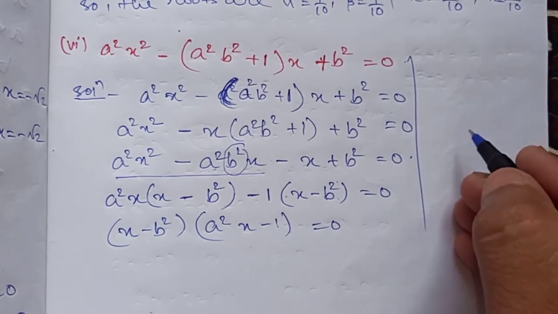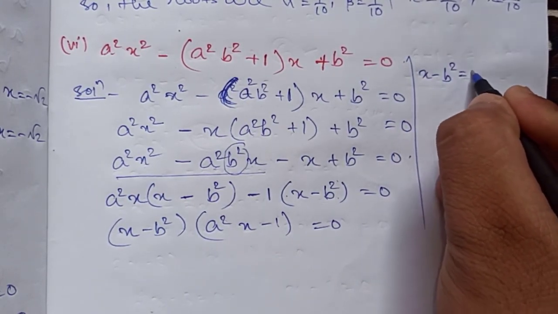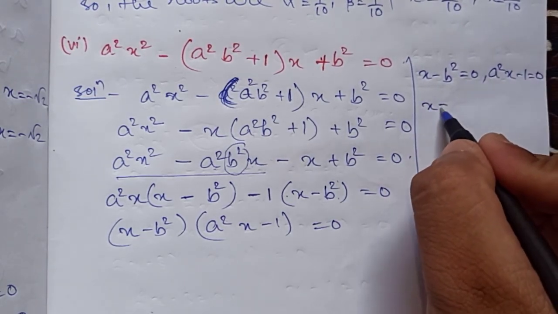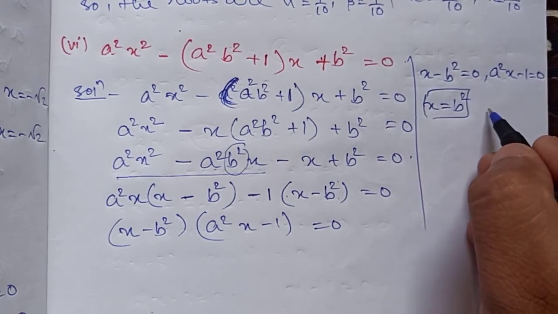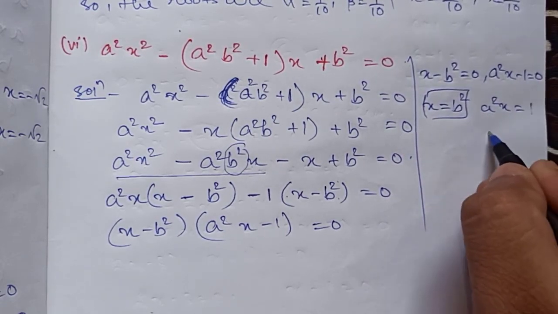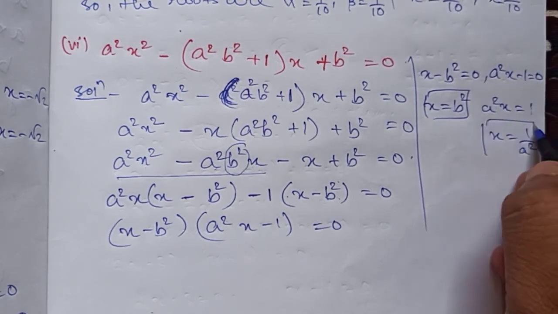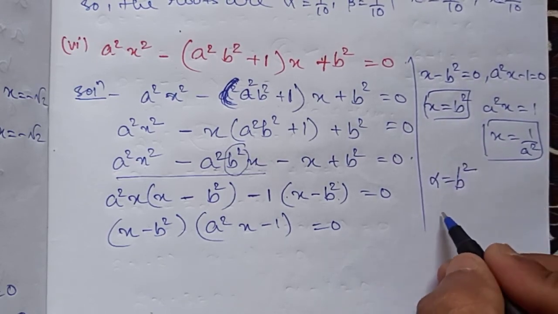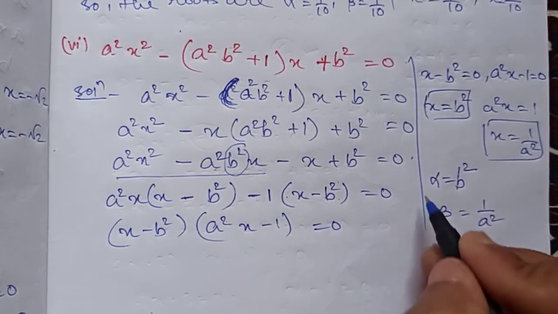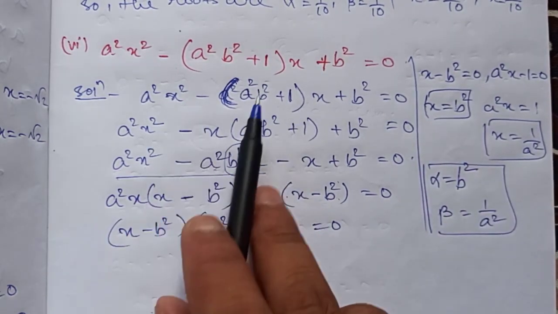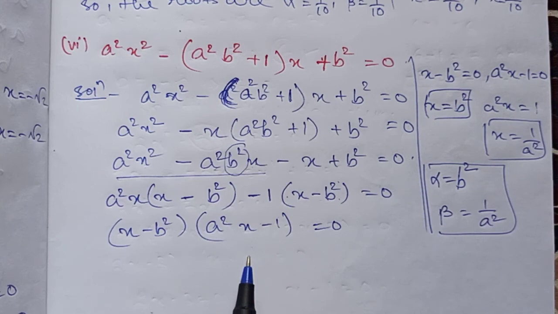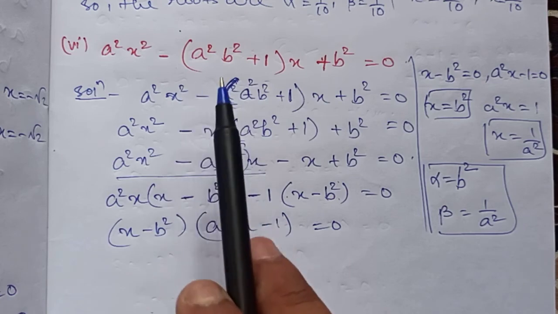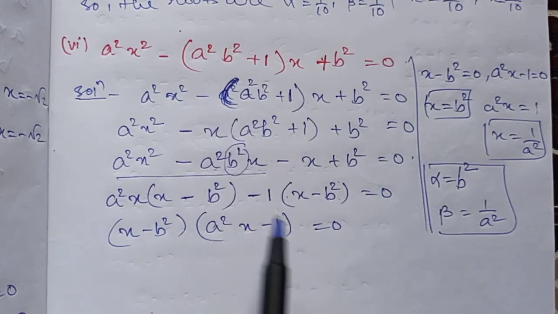So the terms we got are x minus b square equals 0 and a square x minus 1 equals 0. So x equals b square, and a square x equals 1, so x equals 1 by a square. These are the two values we got. That means alpha equals b square and beta equals 1 by a square. These are the two zeros of the given quadratic equation. In this way you can solve it very easily. You just have to see whether 4 terms are there in the equation or not. So in this type of equation, mostly there is no need of splitting the middle term.